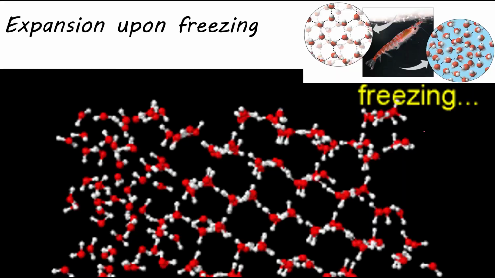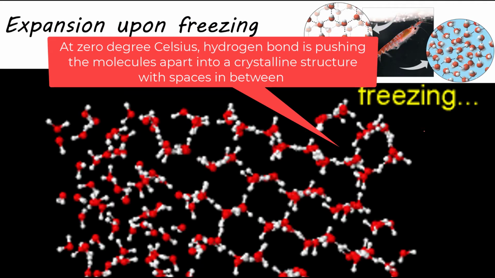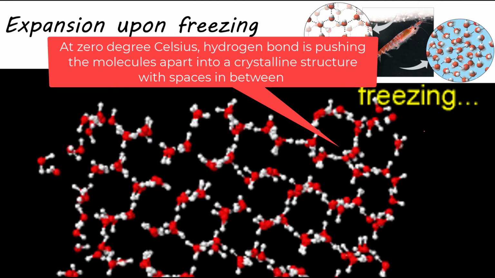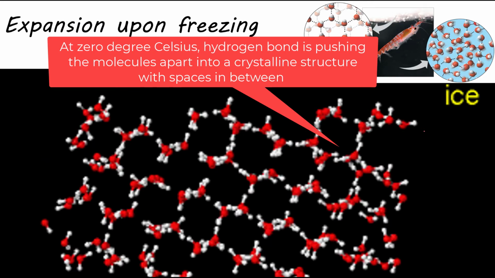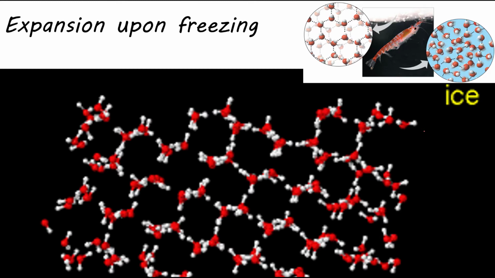And at 0 degrees Celsius, the hydrogen bonds hold each water molecule apart in a locked, organized crystalline structure. This expansion of space allows ice to be less dense and float on top of liquid water, thus allowing marine organisms to thrive below the ice sheet.